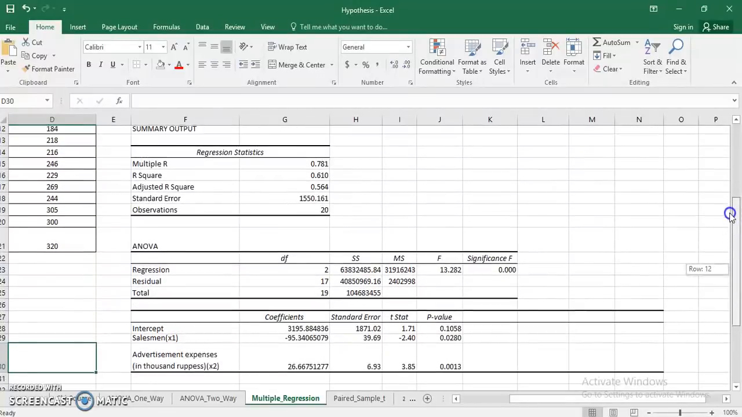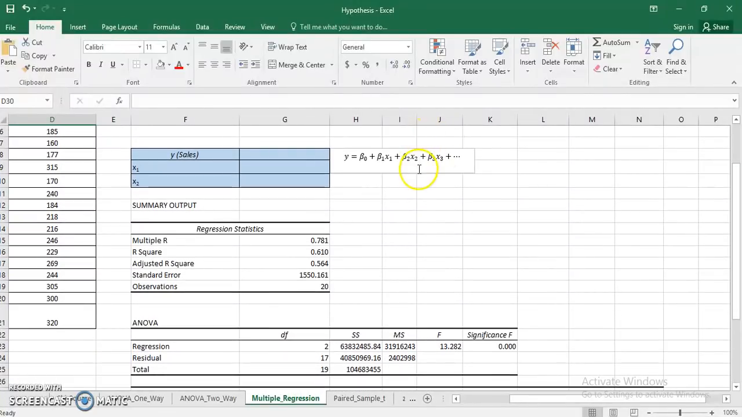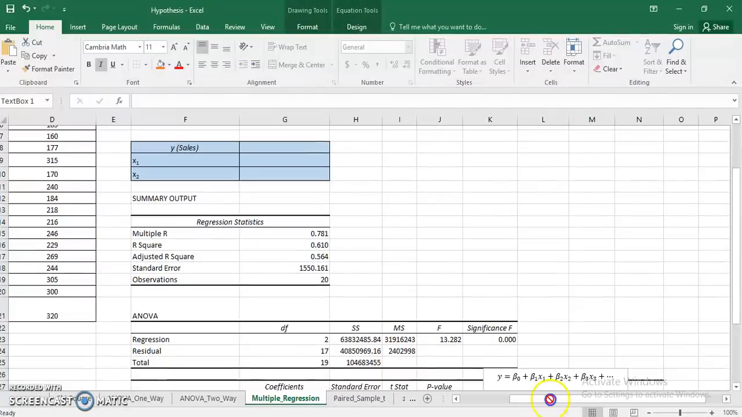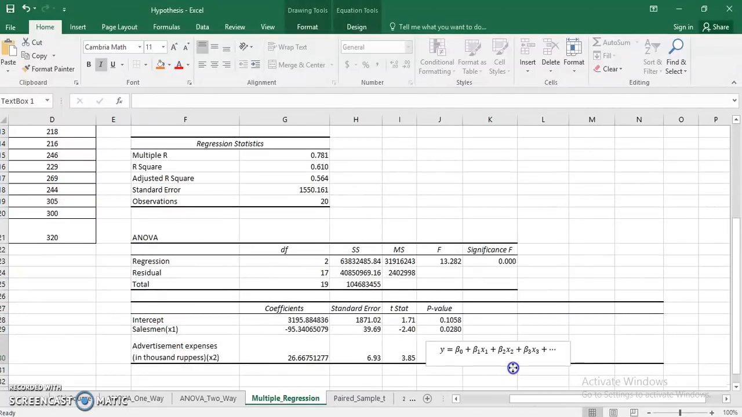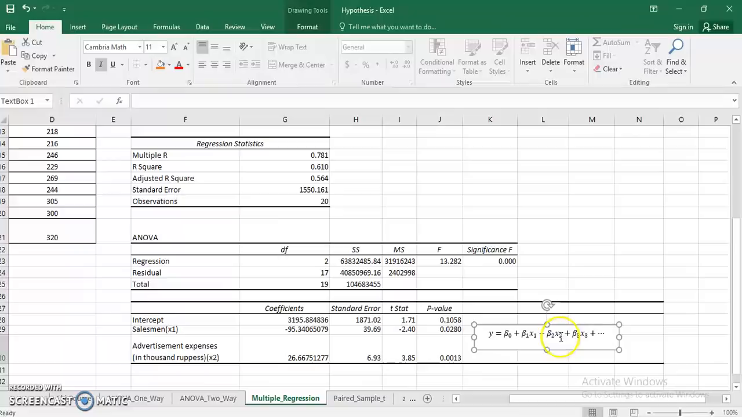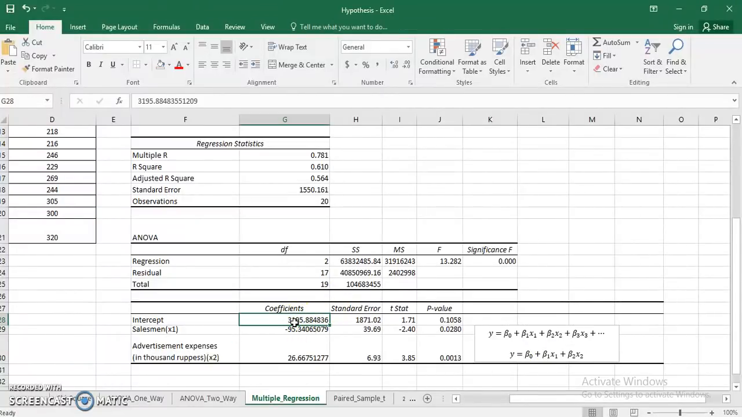If I look into the regression equation, let me pull the regression equation right here. That's how a multiple regression equation can be given: y is equal to beta 0 plus beta 1 x1 plus beta 2 x2 plus beta 3 x3 and so on. But since for this particular example I have only two independent variables and one dependent, my regression equation gets modified to only these two coefficients. That means y is equal to beta 0 plus beta 1 x1 plus beta 2 x2. Now beta 0 is the intercept, which is this coefficient right here.